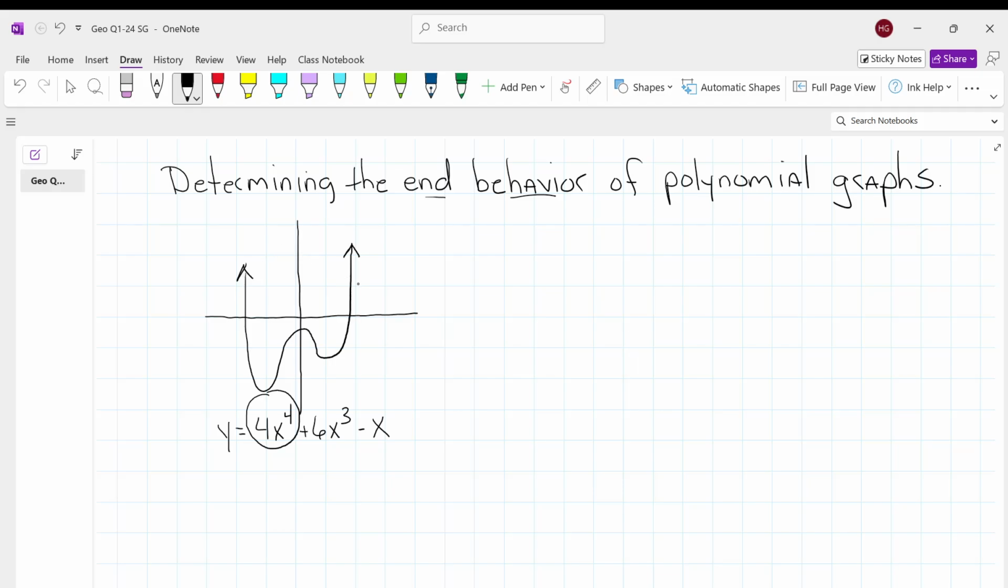This graph's end behavior is called up and up. Simply because starting on the left-hand side of the graph and moving across to the right, the left-hand side of the graph is going up, and the right-hand side of the graph is going up. So if you are asked to determine the end behavior of this graph, you would call it up and up.